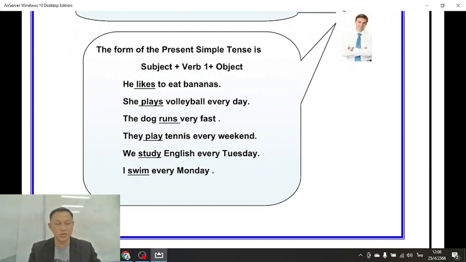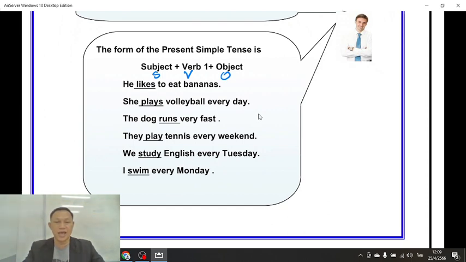I would like to tell you about the form of the present simple tense. The form of present simple tense is subject plus verb 1 plus object. For example, he likes to eat bananas. She plays volleyball every day. The dog runs very fast.